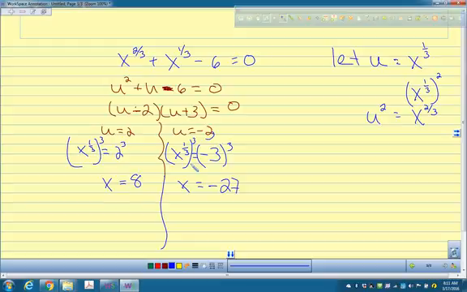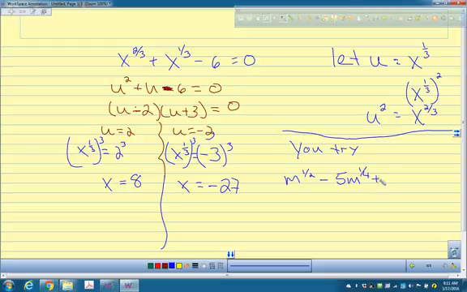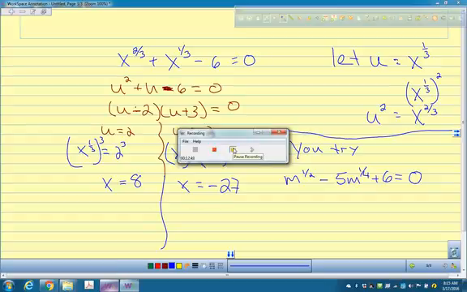So we're going to do another you try, and then I'm going to put you into pairs. We're going to try something different with the pairs, okay? You try this one. M to the 1/2 minus 5m to the 1/4 plus 6 equals 0. Okay? You try.